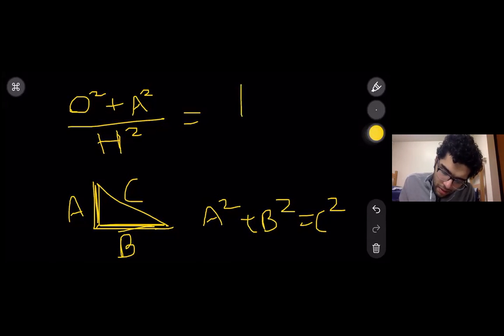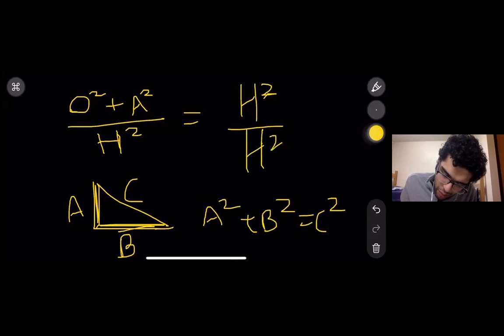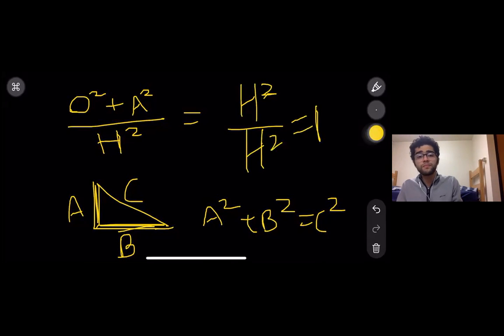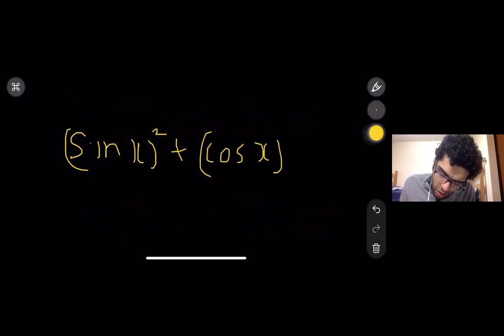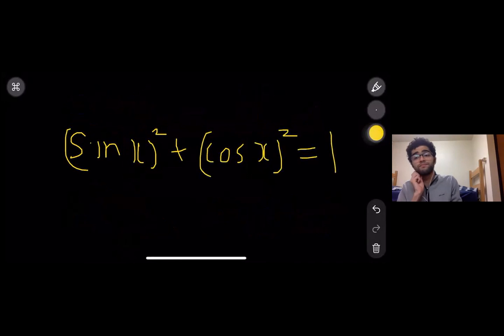So this just becomes simpler. When we simplify this, we get h squared over h squared, which is 1. So what this means is that sine of x the whole squared plus cos of x the whole squared is always 1. Always. No matter what value x takes. No matter what the triangle is. It's just because of the way the ratios are defined.